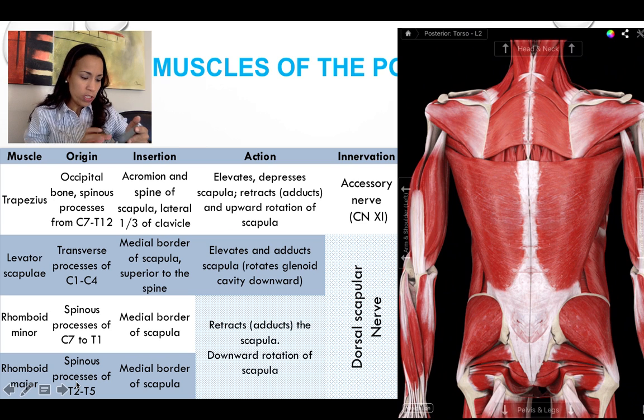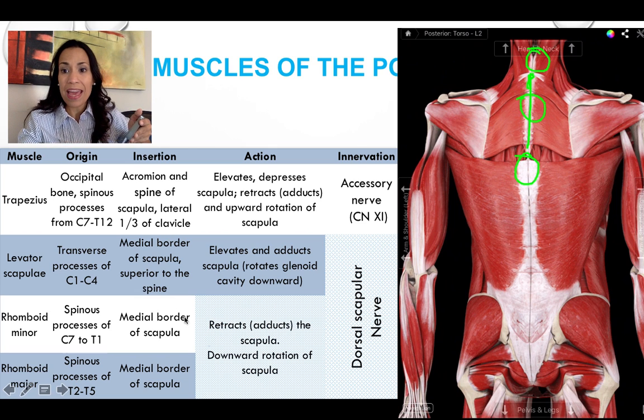the origins of both rhomboid minor and major, it's somewhere right here in your cervical and thoracic vertebrae. The spinous processes are, let me see here, C7 to T1 and T2 to T5. These are the origins. And the insertions are both in the medial border of the scapula, okay? One on top of the other one.